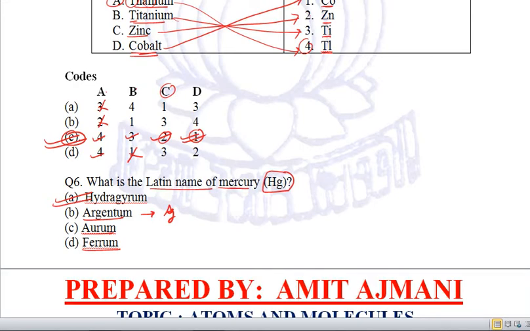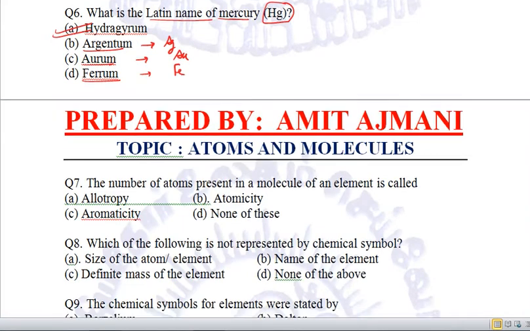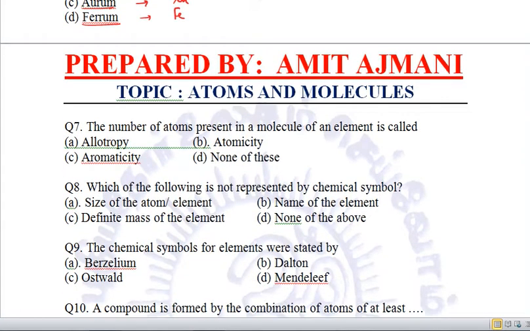Symbol is Ag. Aurum is basically gold, Au, and ferrum is iron, Fe, right? So in this question, hydrogen is the Latin name of mercury, right? Coming to the next question.